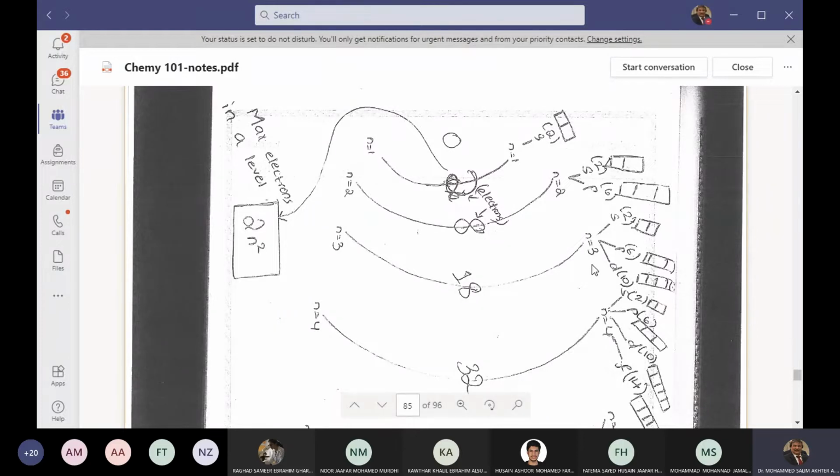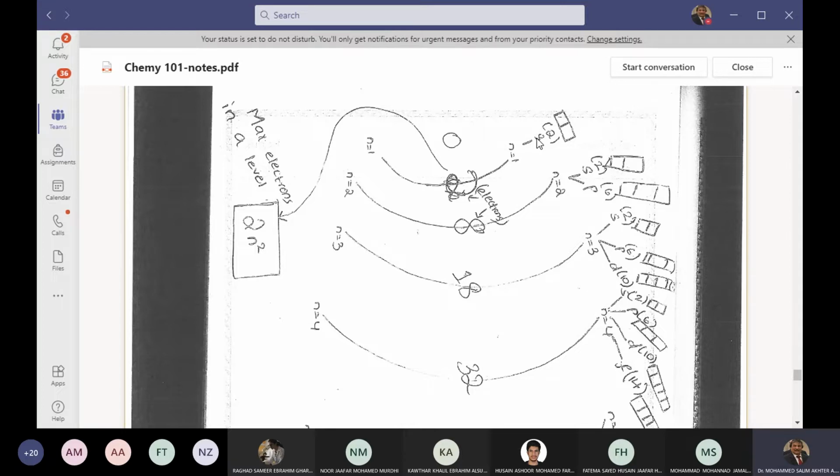The second quantum number is known as sublevel. For sublevel, we denote small l. If l is equal to 0, we call it S sublevel. If l is equal to 1, we call it P sublevel. If l is equal to 2, we call it D sublevel.